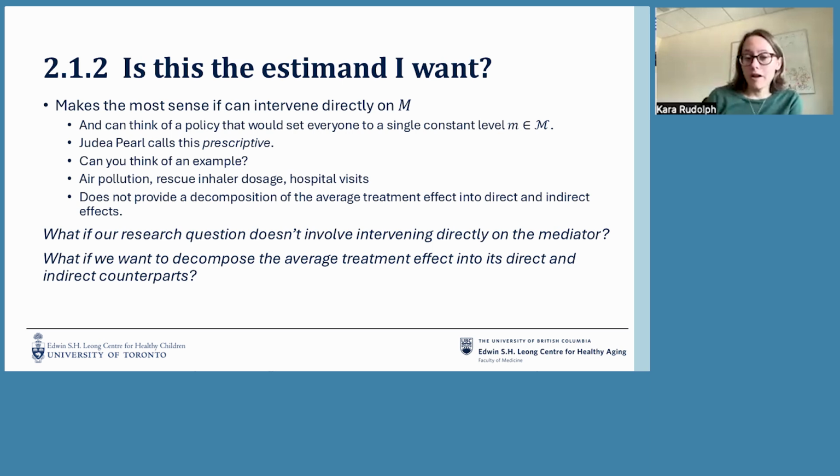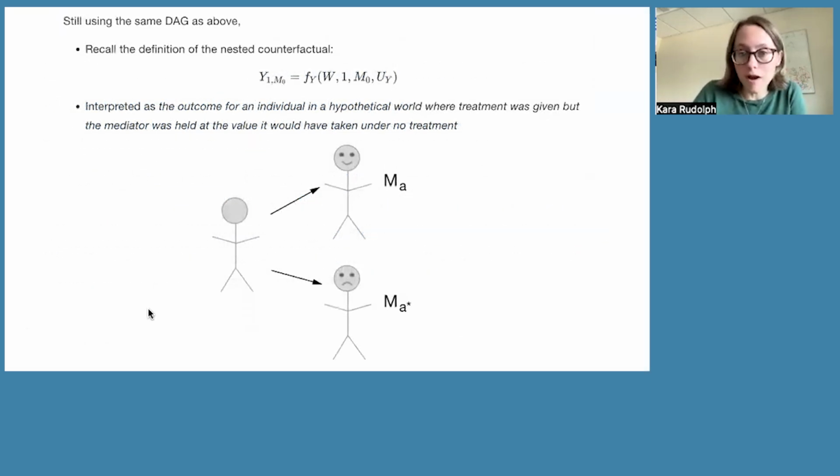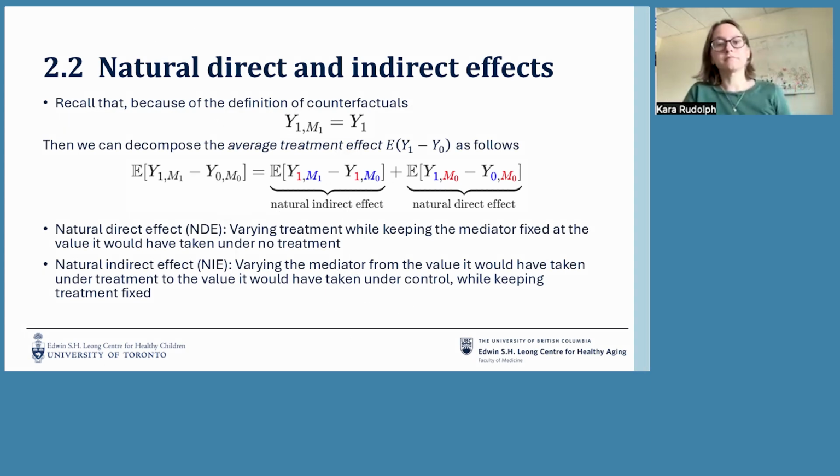And so what if our research question doesn't involve intervening directly on the mediator, or what if we want to decompose the average treatment effect, or the effect of A on Y again, into its direct and indirect counterparts? If we want to do either of those two things, then the control direct effect is not for us. And so then we might want to move on and think about natural direct and indirect effects.